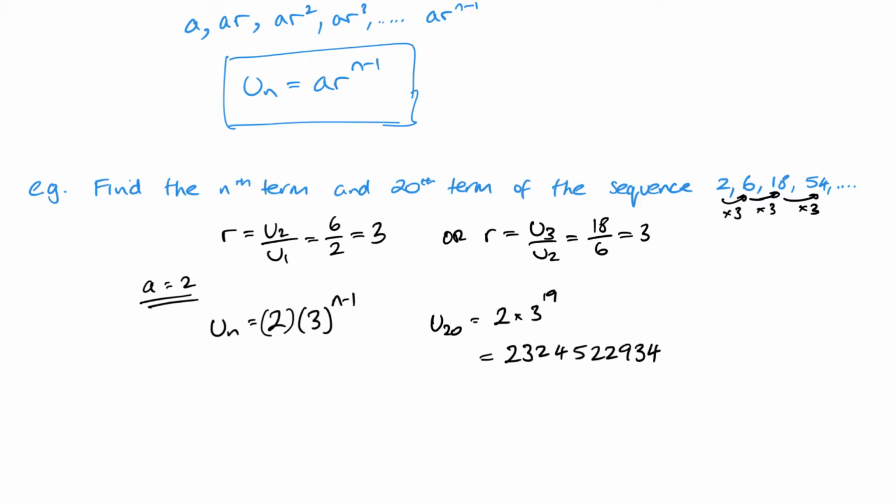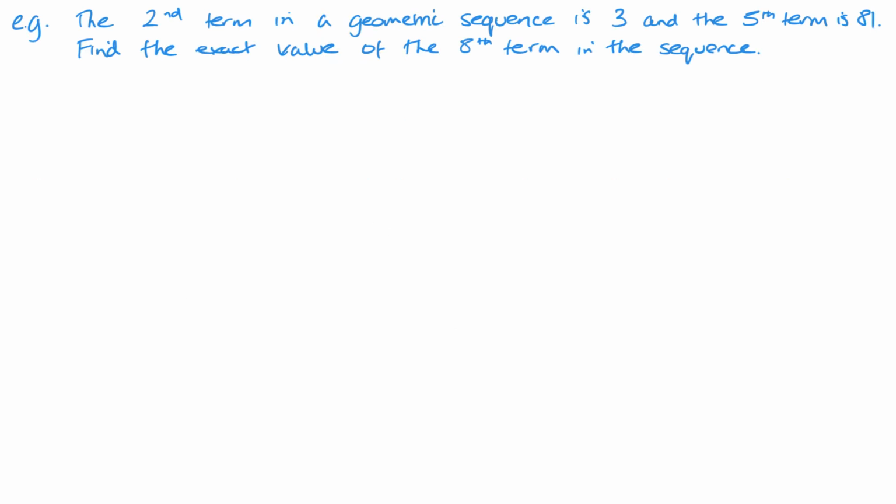Next, I want to look at a different style of question and something that's probably a bit closer to the kind of questions you tend to see more often in exams. The second term in a geometric sequence is 3, and the fifth term is 81. Find the exact value of the eighth term in the sequence. So remember that your nth term is ar^(n-1).